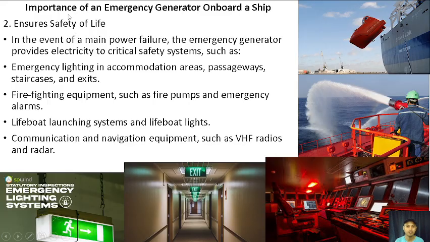Second is to ensure safety of life. In the event of a main power failure, the emergency generator provides electricity to critical safety systems such as emergency lighting in accommodation areas, passageways, staircases, and exits. Firefighting equipment such as fire pumps and emergency fire pumps, and emergency alarms are also powered by the emergency generator. Next, lifeboat launching systems and lifeboat lights are also powered by it. Communication and navigation equipment such as VHF radios and emergency radars are also powered by the emergency generator.